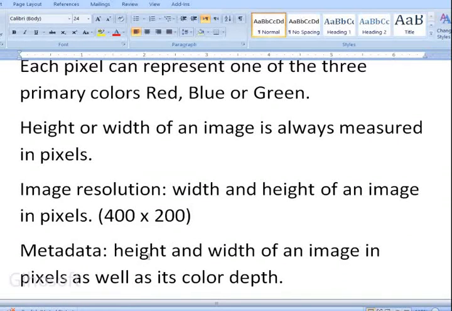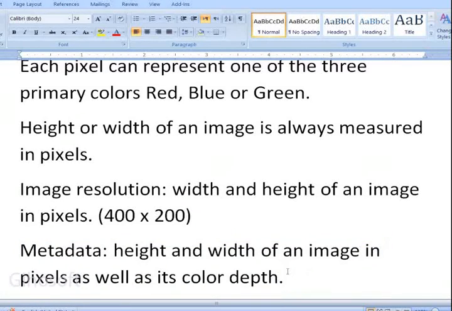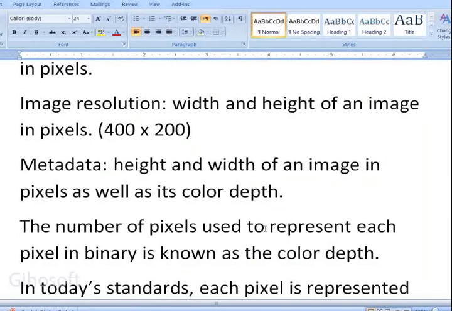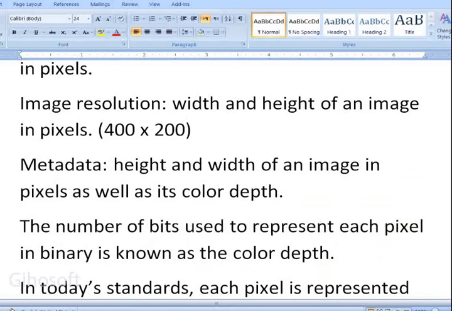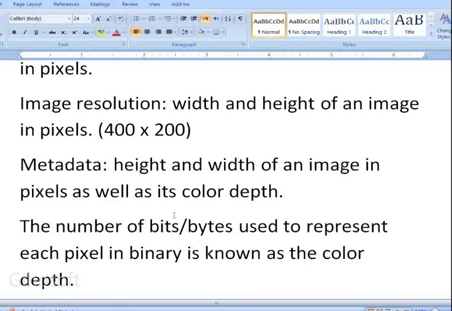Now if you are given the height and width of an image in pixels as well as its color depth, then you can call that information metadata. This would always be given to you in a particular question in your CIEs. What is color depth? The number of bits or bytes used to represent each pixel in binary is known as the color depth.